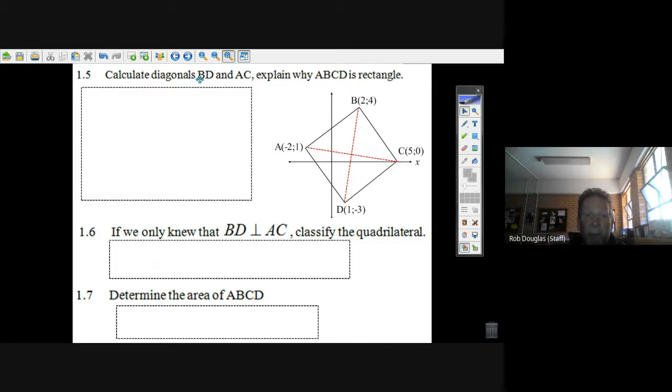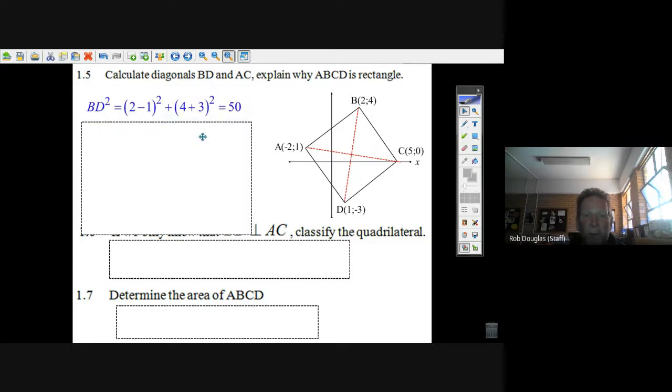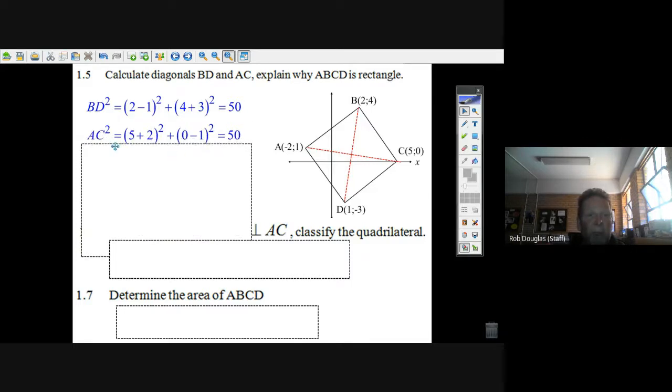Calculate the diagonals BD and AC. Let's try that. That means the distance. Calculate the distance. Well, we put it into the distance formula. Let's start with BD. 2 minus 1, 4 minus -3, that's 4 plus 3. 2 minus 1 is 1, plus 7 squared is 49. We get 50 in our calculator. That's what BD squared is.